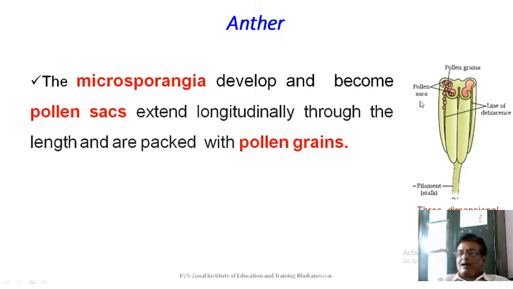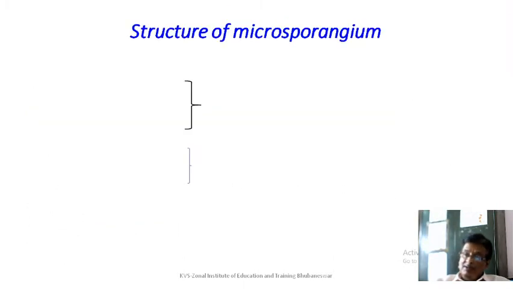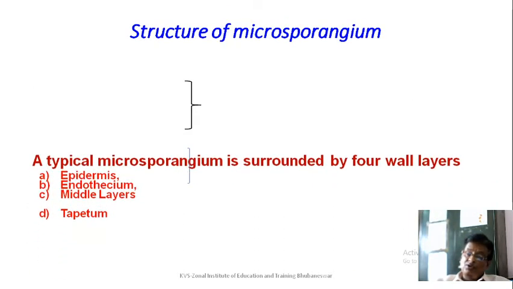If you can see the diagram, these are the 4 pollen sacs. The microsporangia develop to become pollen sacs that extend longitudinally through the entire length, and they are packed with pollen grains later on. The microsporangia develop further and become pollen sacs. This is something for you to remember.